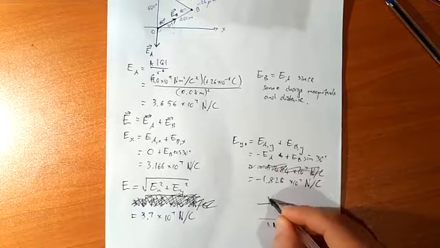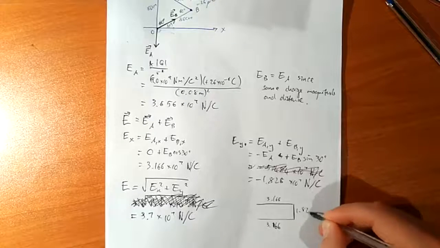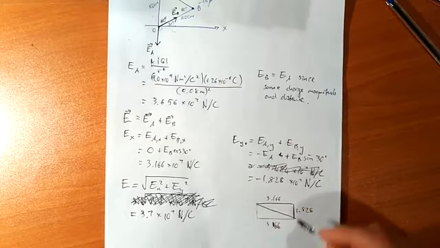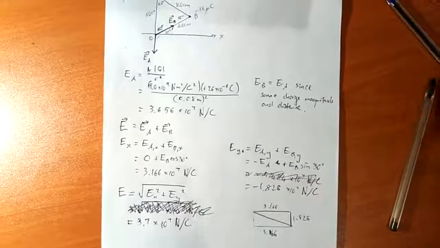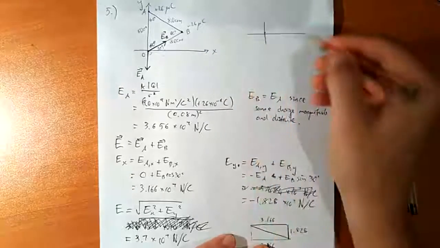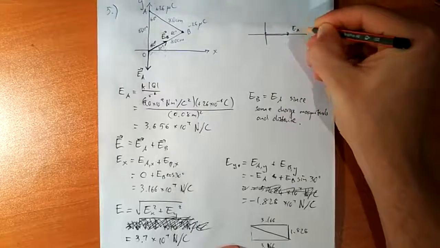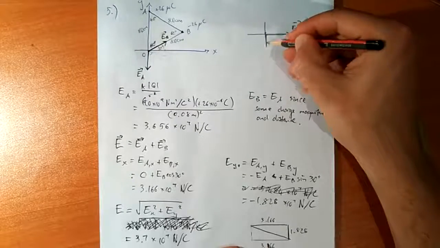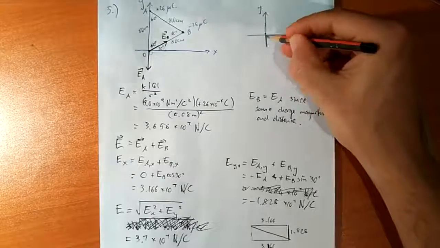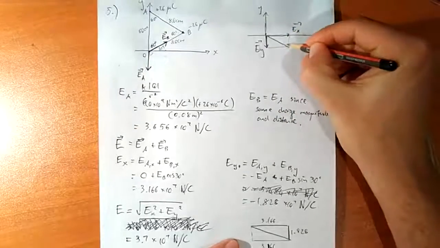There I've got the one distance, 3.166, and there I've got the other one, 1.828. You can ignore this part, it's not necessary. Again, just be sure you understand what I'm doing right now. I'm at the origin. I know my x component is somewhere around here. I know my y component is negative, so the Ey vector is around there. So the actual E is there.